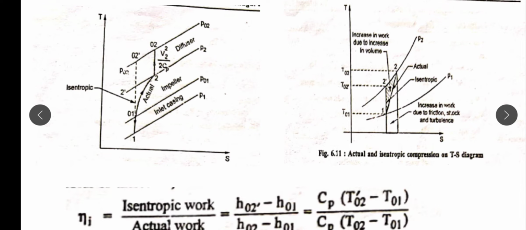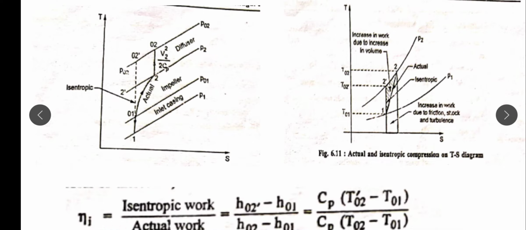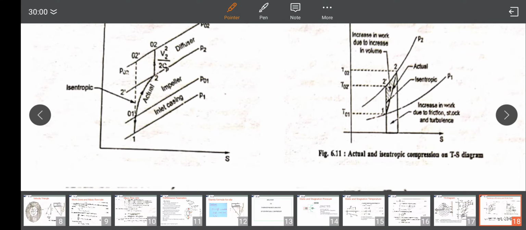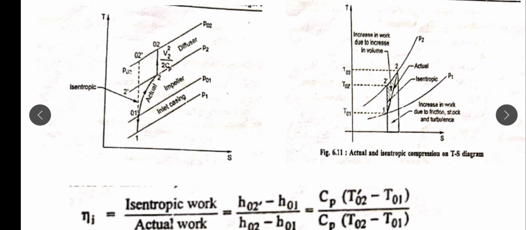If you see, the pressure of the air from the impeller inlet, from 1 to 2, is actually increased, and 1 to 2 dash is the isentropic process of compression. We can see there is a hashed portion here, this one. This is actually the increase in work due to friction, shock losses and turbulence.